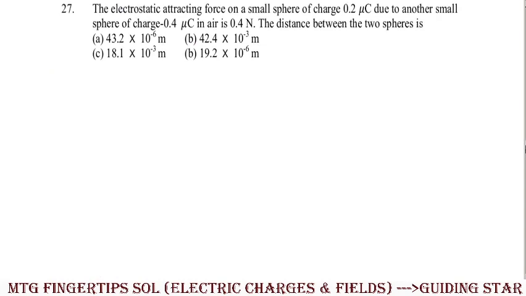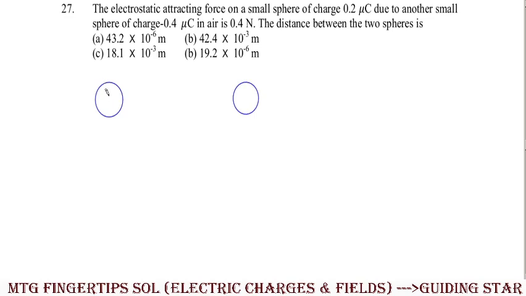Next, moving to question number 27. Okay, so here in question number 27, what it's saying is that the electrostatic attracting force on a small sphere of charge 0.2 microcoulomb due to another small sphere of charge negative 0.4 microcoulomb in air is 0.4 Newton. The distance between the two spheres is? So what is given? There are two spheres.